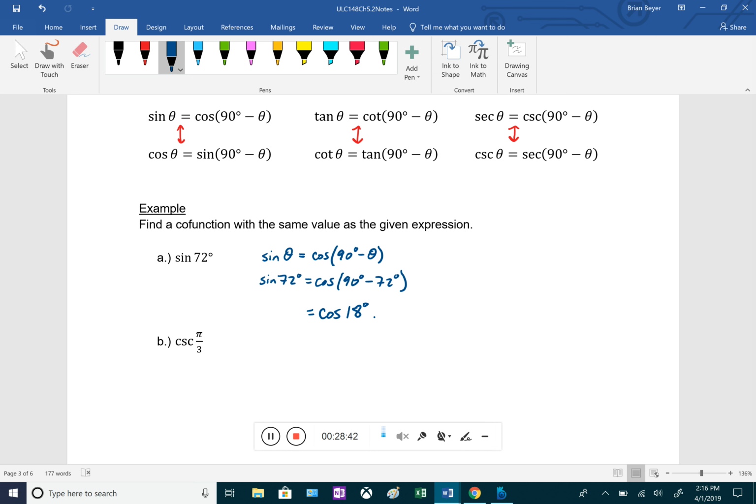Once we do a little bit more with these, we can show it on the calculator, but if you want to, you can plug that in the calculator now and verify that they're equal.